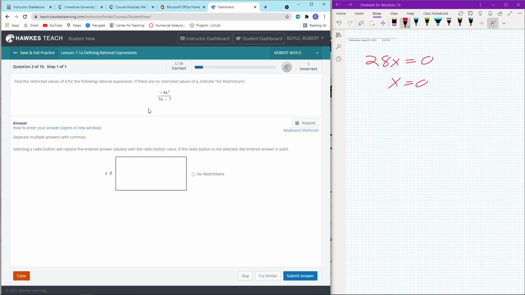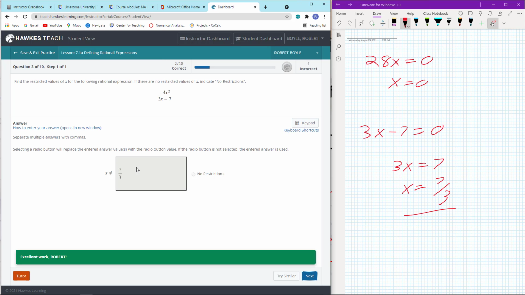Here we have the expression 4x squared divided by 3x minus 7. We want to find the restricted values of x for this rational expression. Okay, well the restricted values of x are those values of x that cause 3x minus 7 to be equal to 0. Well, that's the same as 3x is equal to 7, or that x is equal to 7 over 3. So this is the answer that we want to put into Hawks. So here we do our slash for fraction, 7, down arrow, 3, enter, there you go.